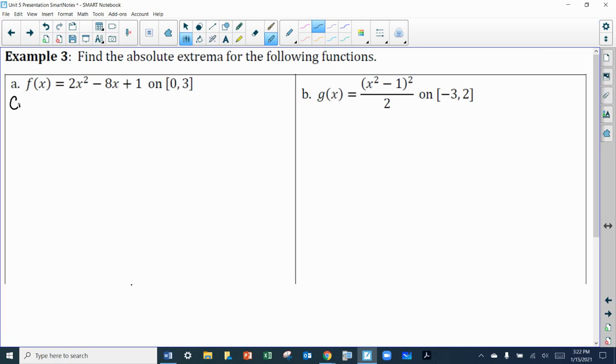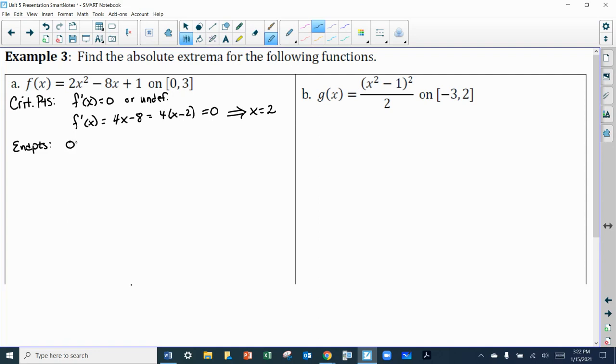Critical points. I'm just going to make a note here. That's what I'm after. I need f prime. f prime equals 0 or undefined. Well, since it is a polynomial, I don't think there's any chance there's going to be any undefined points. 4x minus 8, factor out a 4 just to help us get to where this equals 0. Obviously, x equals 2. And then we know we have endpoints, don't we? What are our endpoints? x equals 0, and x equals 3.